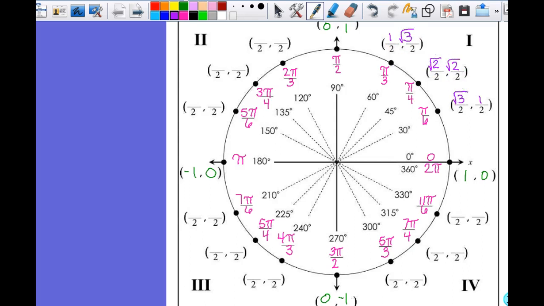Okay? So that's one way to do it when you're looking at it as a whole. If you just need an individual one, I will help you with that here in just a second.